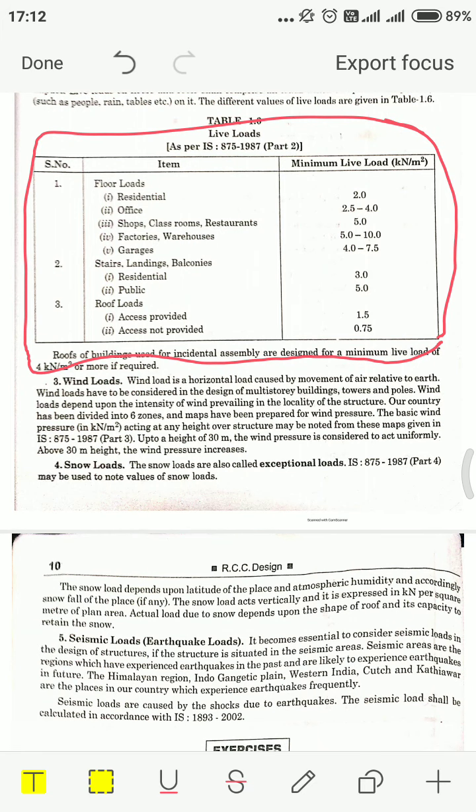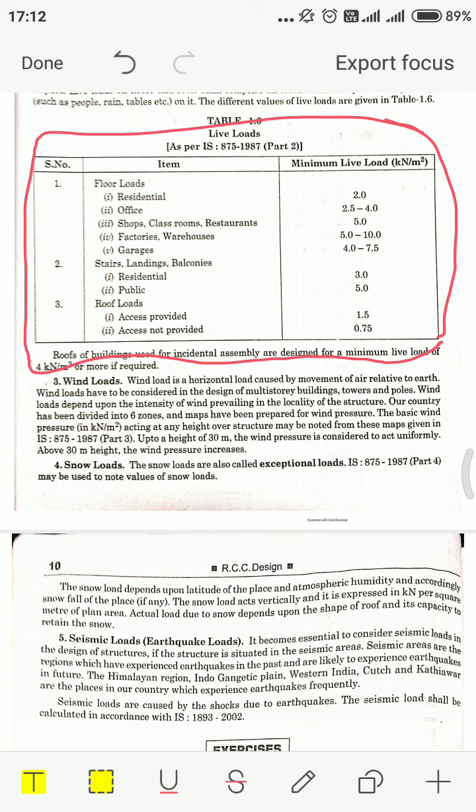The wind load is a horizontal load caused by the movement of the air relative to the earth. Wind loads have to be considered in the design of the multi-story buildings, towers and poles. So basically we use wind loads for the high-rise buildings or tall buildings. Wind loads depend upon the intensity of the wind prevailing in the locality of the structure.